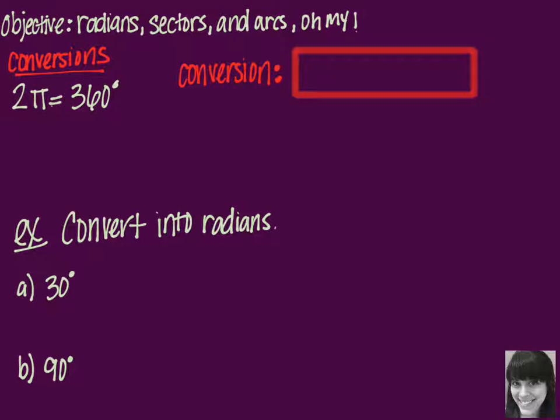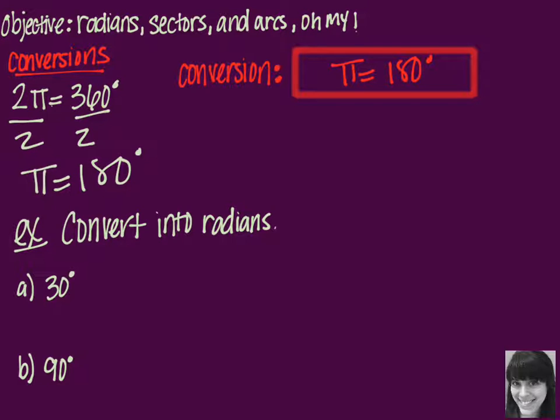So we can write that out as a conversion. For every 2 pi, you get 360 degrees. I take that a little bit further and I get the simplest conversion, which is just pi equals 180 degrees. That is the main conversion that I will be using. You can use 2 pi equals 360, but for me it's easier to simplify and get pi equals 180 degrees. So pi radians equals 180 degrees.